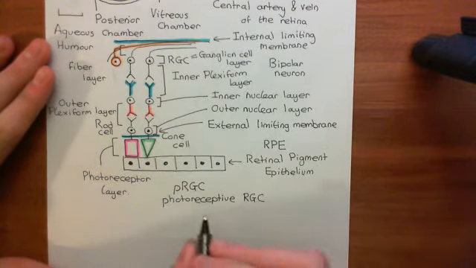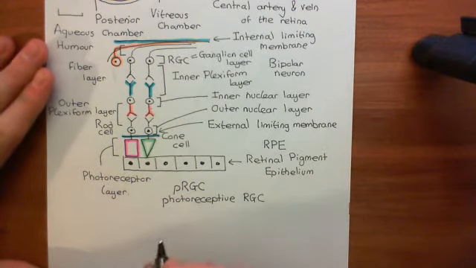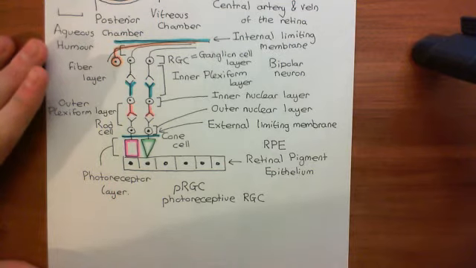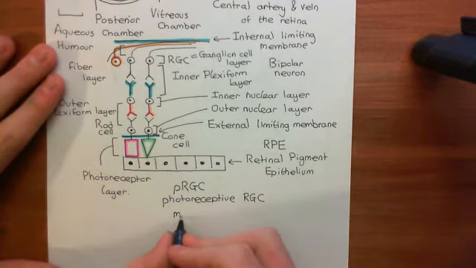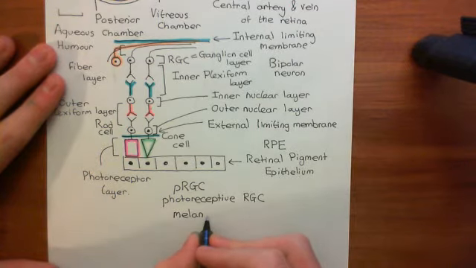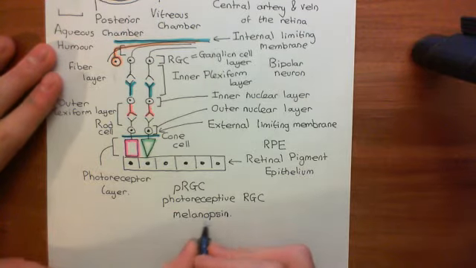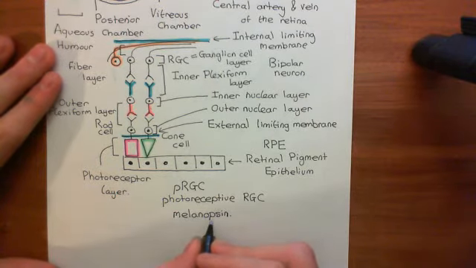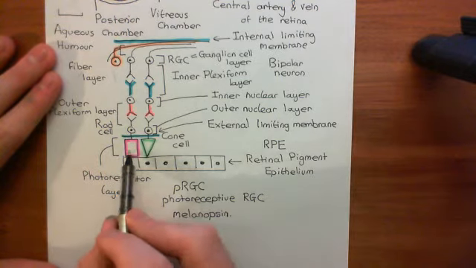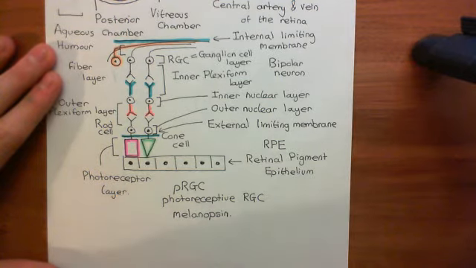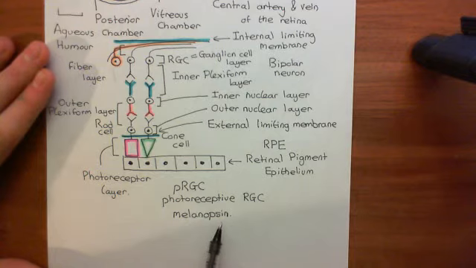Now, these photoreceptive retinal ganglion cells are actually capable of sensing light for themselves. They have within them their own photoreceptive pigment called melanopsin, which is completely different from the pigments that you have in rod cells and cone cells. In rod cells you have rhodopsin, in cone cells you have iodopsin. So in these photoreceptive retinal ganglion cells you have melanopsin. When light interacts with melanopsin, it will trigger pathways which lead to the ganglion cell firing action potentials.